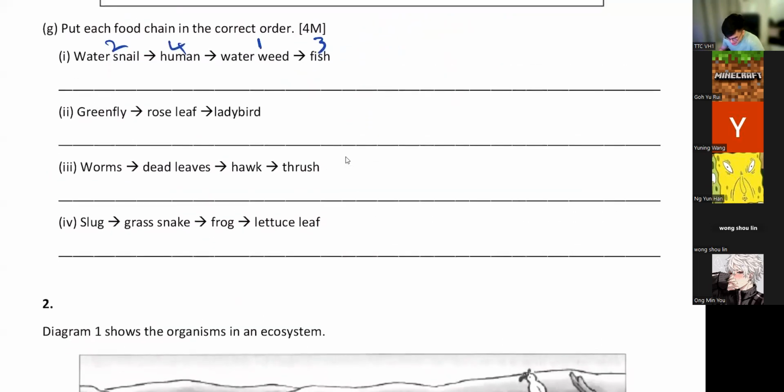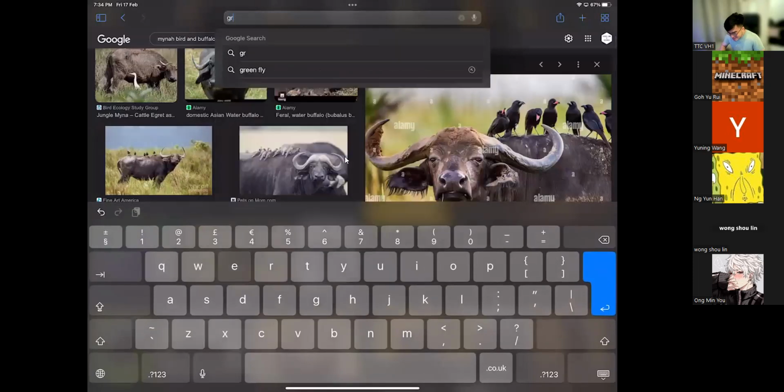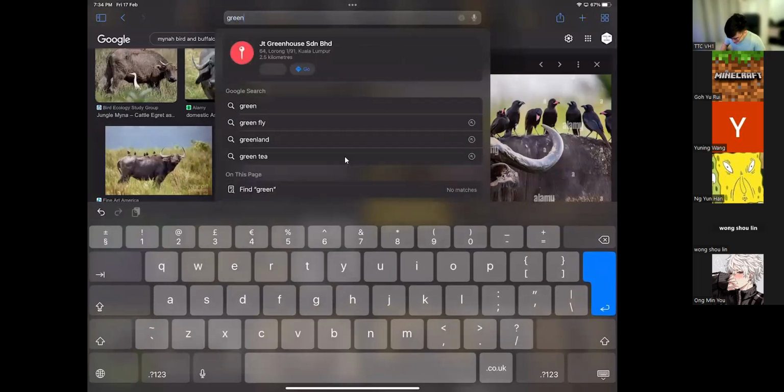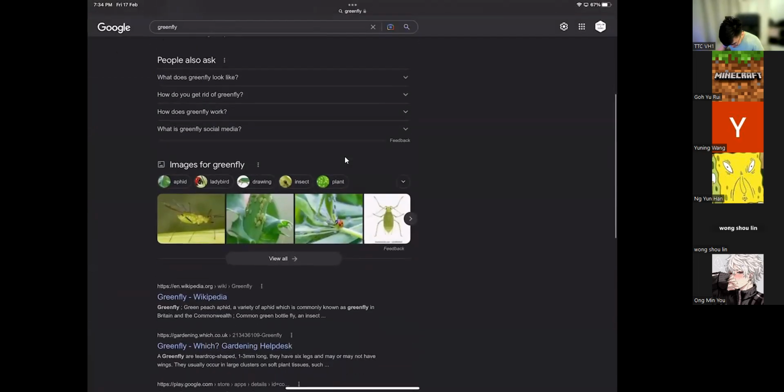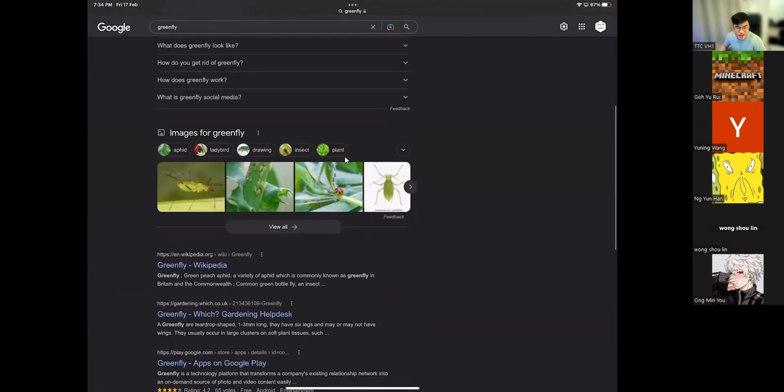Right, okay. Anyway, next is your rose leaf, eaten by a green fly, eaten by a ladybird. You know what a green fly is, right? What is a green fly? It's called an aphid. Is it? Green peach aphid? My goodness, this looks so disgusting.